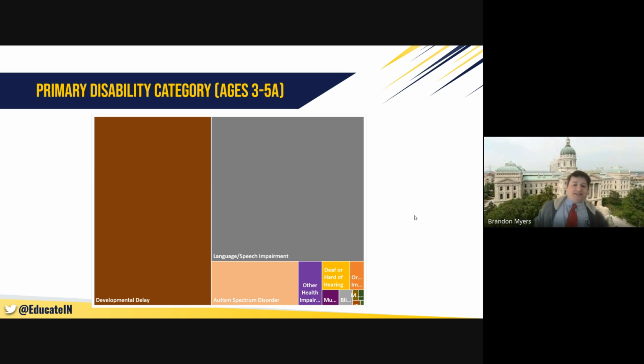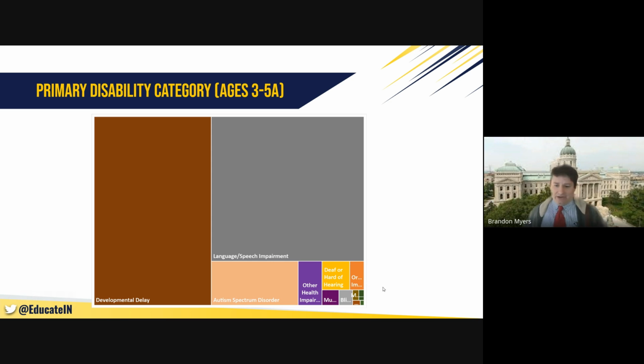This preschool population is way different when you look at the disability category. So developmental delay and language and speech dominate, and autism is a significant minority. Other health impairment is growing. It didn't used to be nearly as big in this population. It is growing. And then we have the rest.